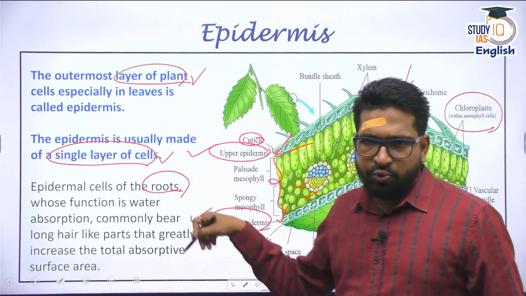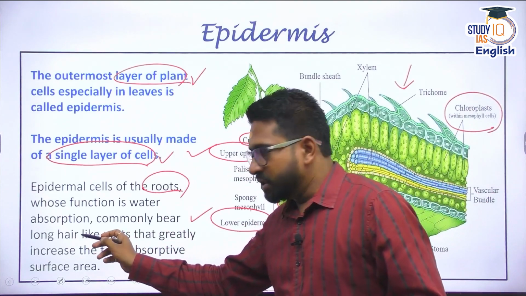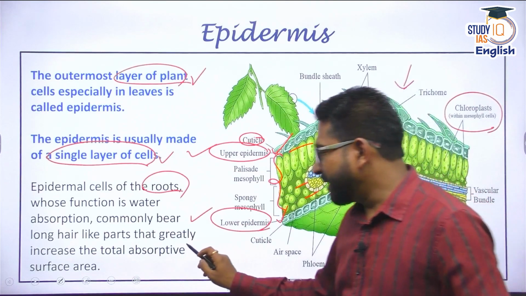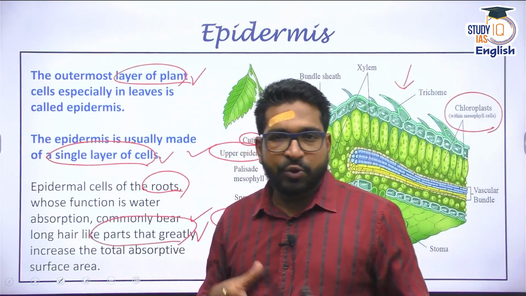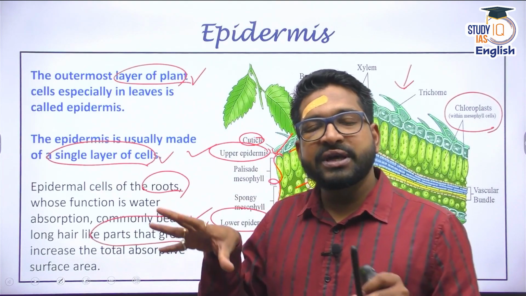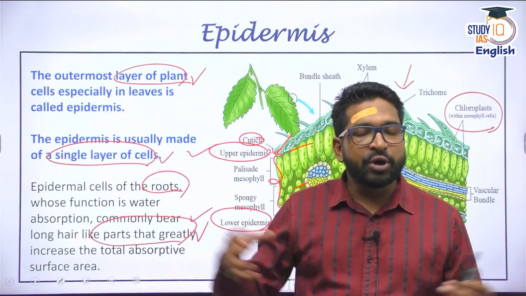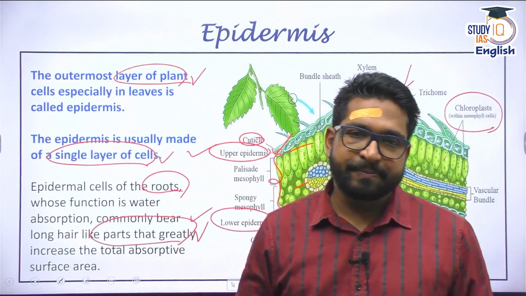Now, in roots, they have a typical function. They have a development. They bear long hair-like structures on the root so that the root seeks water. If the root is seeking water, the hair or the epidermis is going to increase the surface area on the root so that more and more water and more minerals are caught by the plant roots.